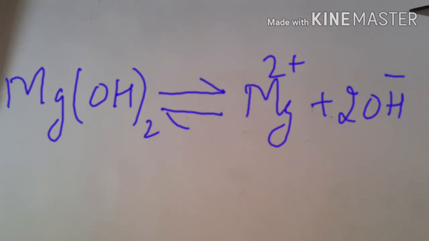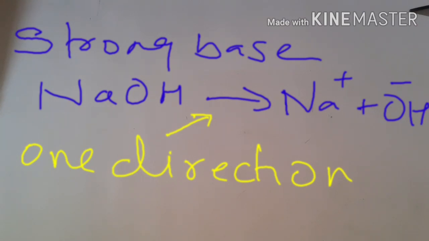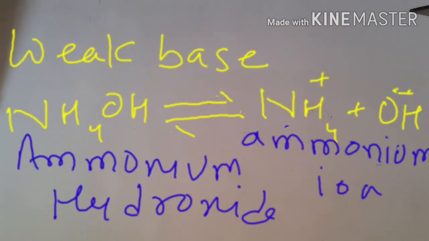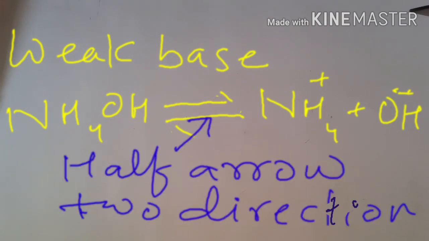Children, you can see in the equation when we are writing the dissociation of strong base or weak base. For dissociation of a strong base, we represent the equation by pointing the arrow mark towards the product. That means it is one direction. Complete dissociation takes place. Whereas for weak base or weak acid, we represent the equation by putting the half arrow mark pointing towards the reactant side as well as towards the product side.